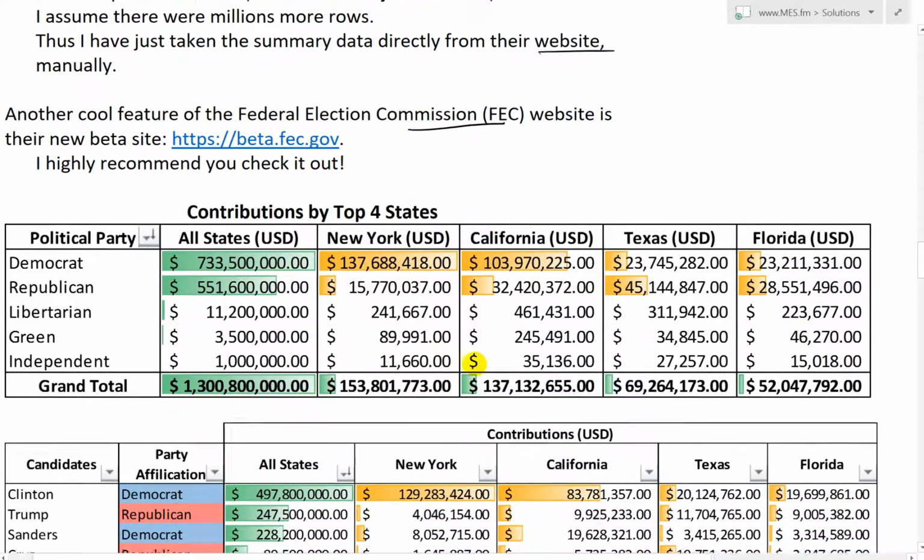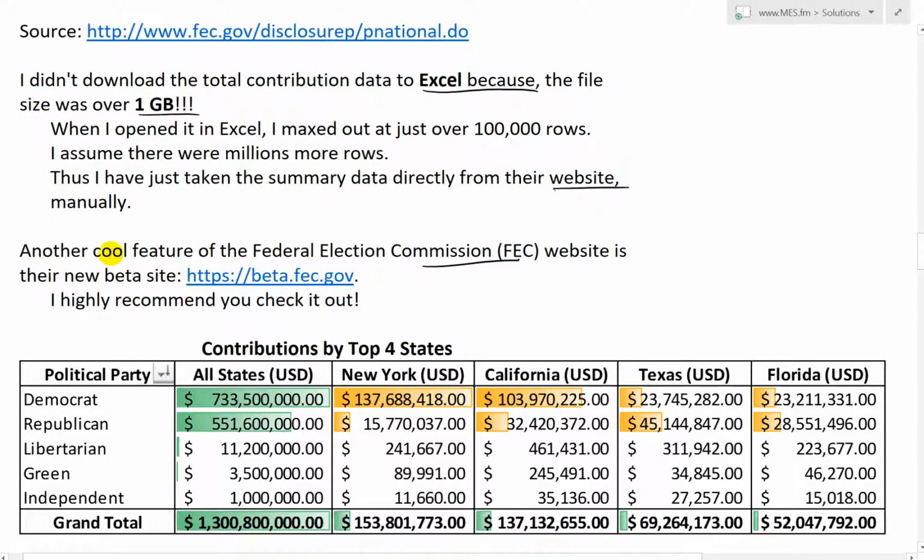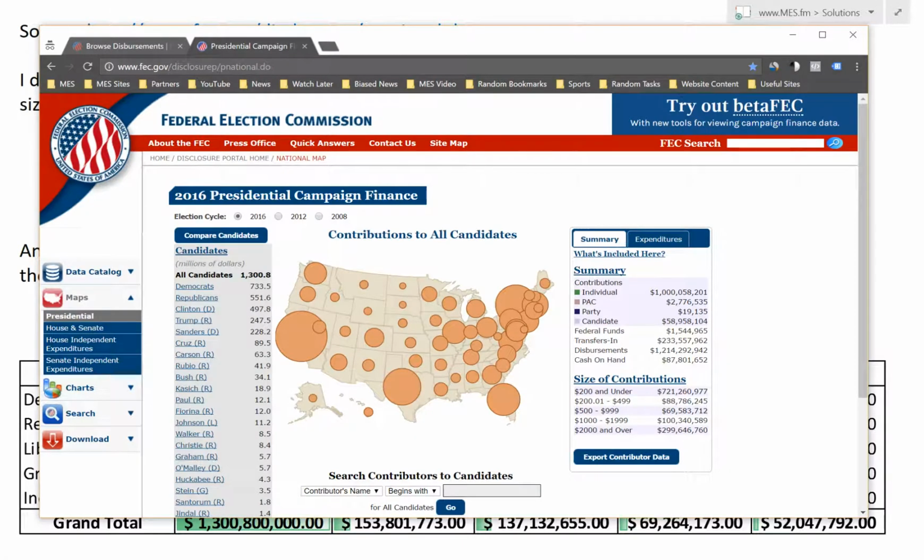What I've done is contributions by the top 4 states, as well as all the states. Now, another thing I want to go over quickly is another cool feature of the Federal Election Commission, or FEC, website: their new beta site, beta.fec.gov. I highly recommend you check it out. Here's a brief preview of it.